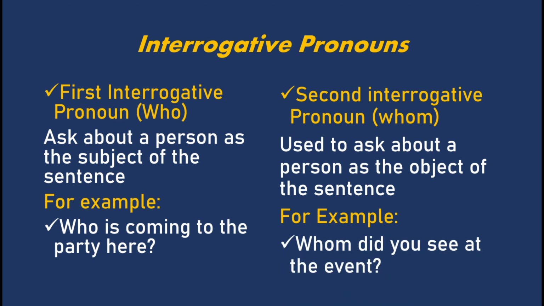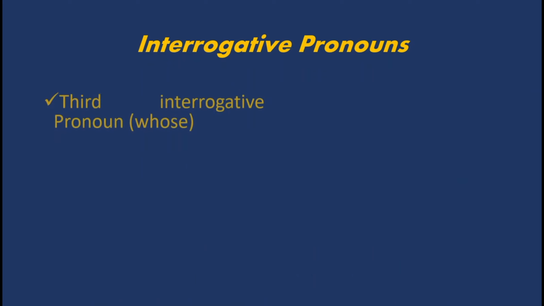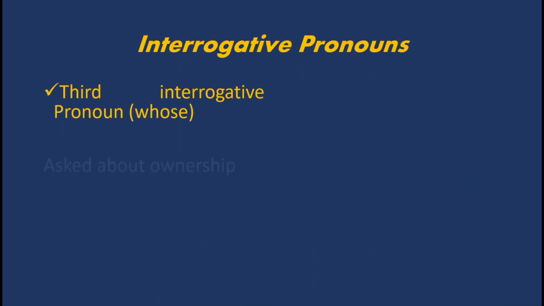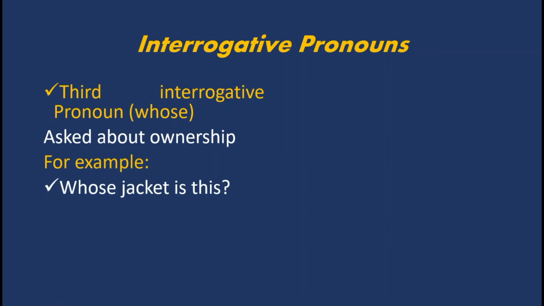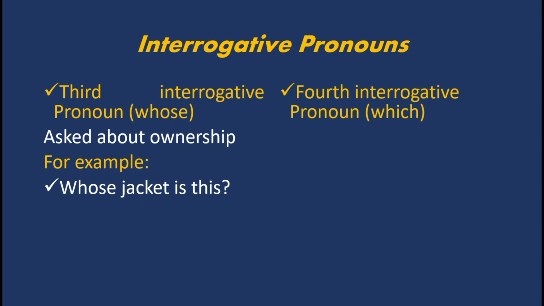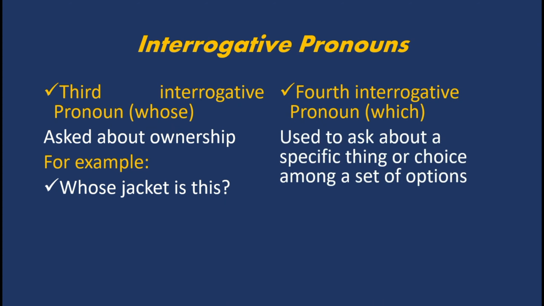The next interrogative pronoun is whose. Whose asks about ownership. For example, "Whose jacket is this?" Here, whose is inquiring about who the jacket belongs to. The fourth interrogative pronoun is which, which is used to ask about a specific thing or choice among a set of options. For example, "Which of these colors do you prefer?"